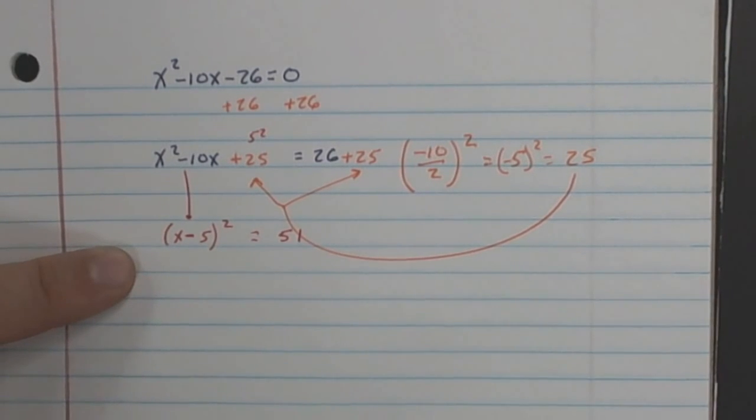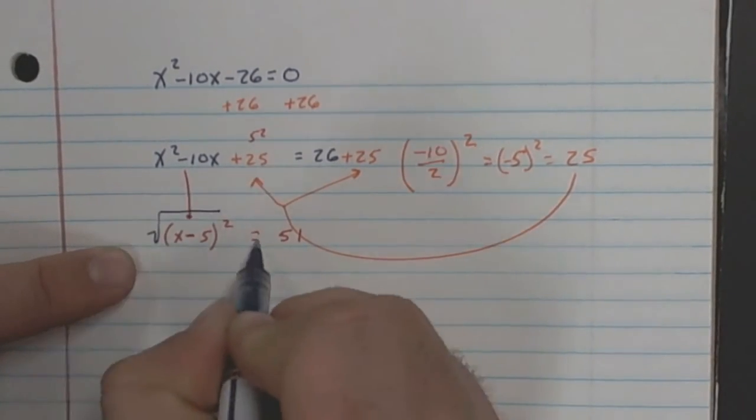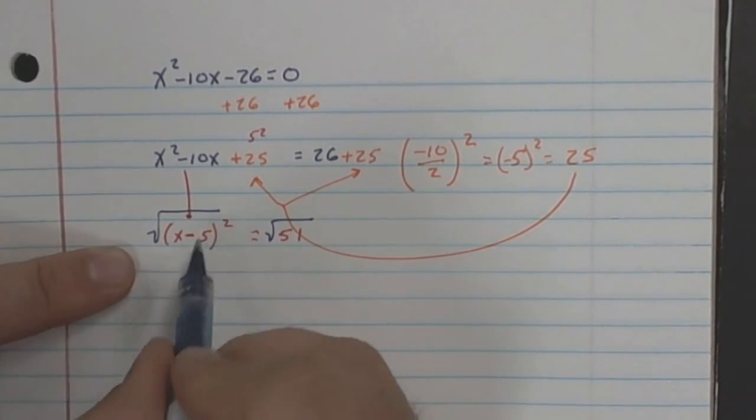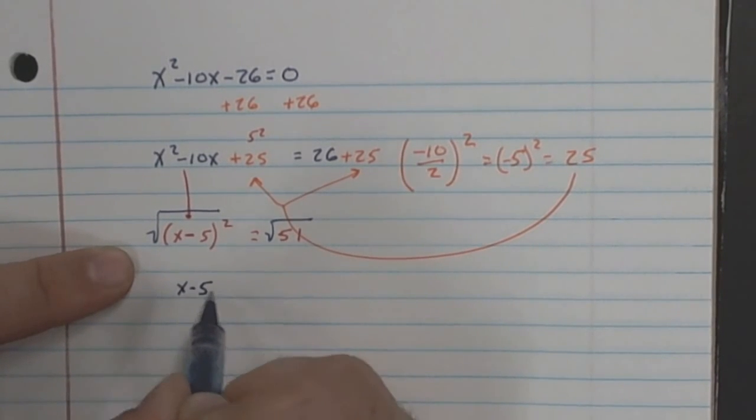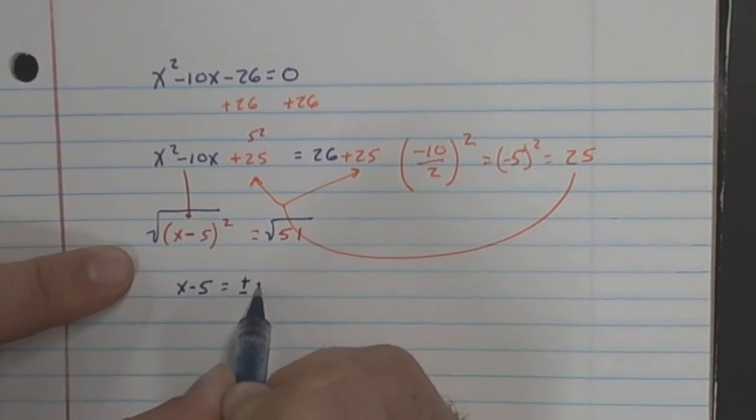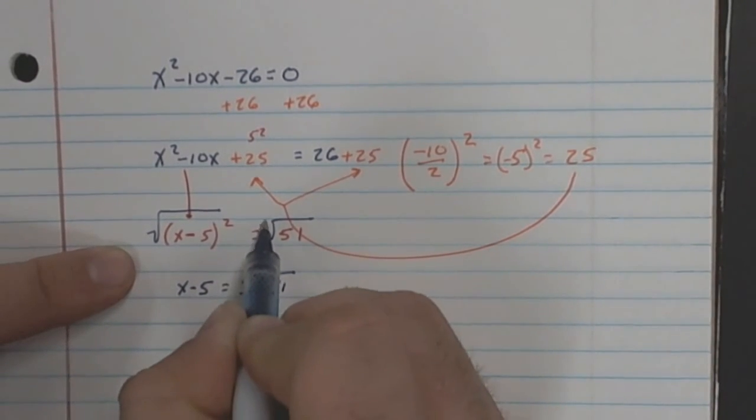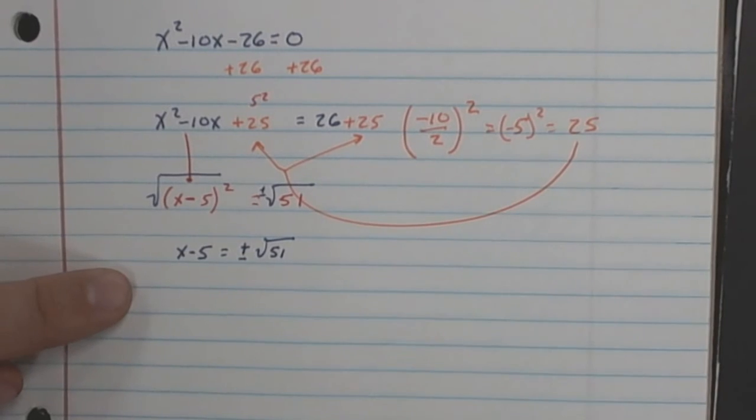Next step, take the square root of both sides. Square root, square root. The square root of something squared is just itself, plus or minus the square root of 51. Okay. Add 5 to both sides.